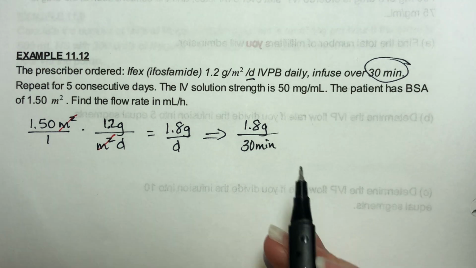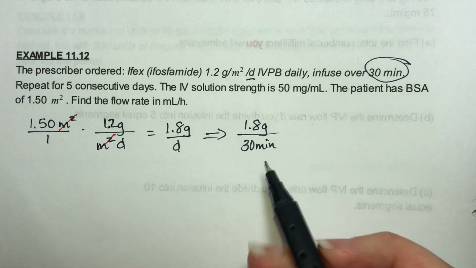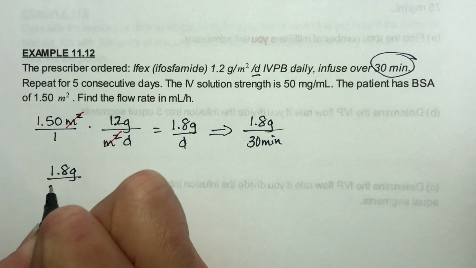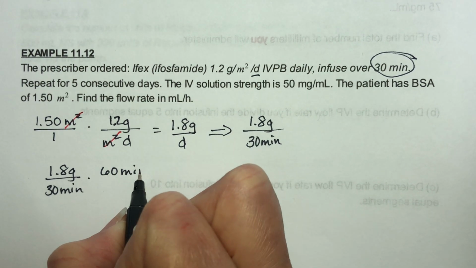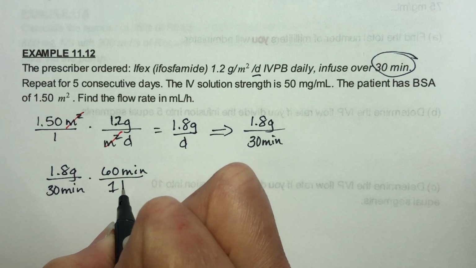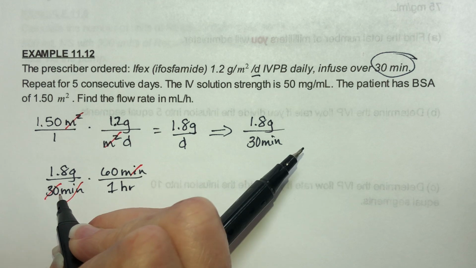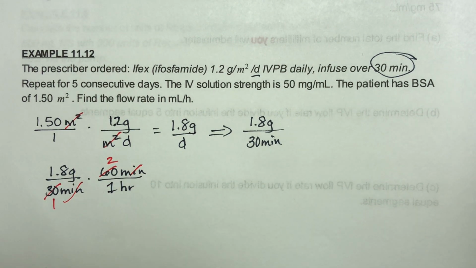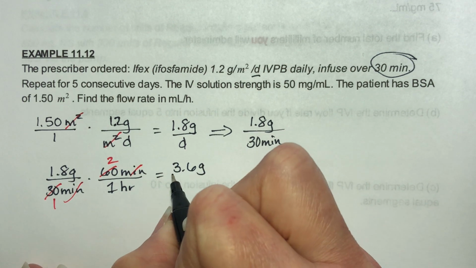Okay, so now I'm supposed to convert this into milliliters per hour. So let's convert this. I have 1.8 grams over 30 minutes. There are 60 minutes in 1 hour. Minutes cancel. 30 divided by 30 is 1. Divide this by 30, it's 2. 1.8 times 2 is 3.6 grams per hour.